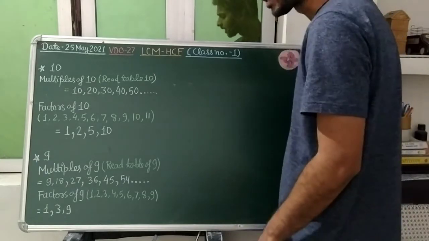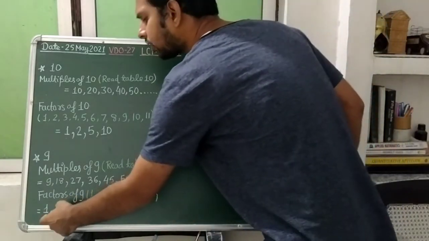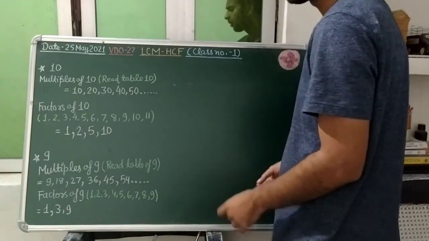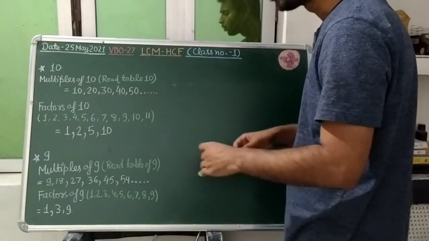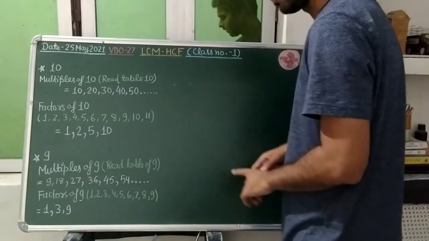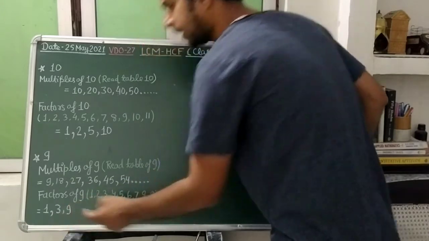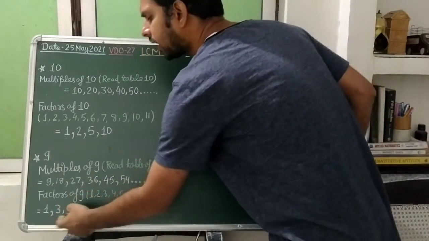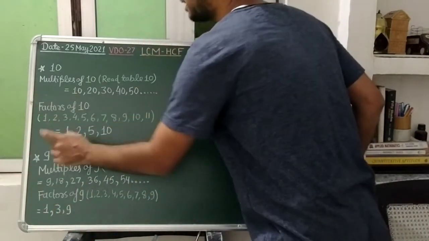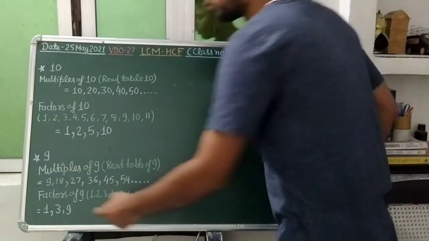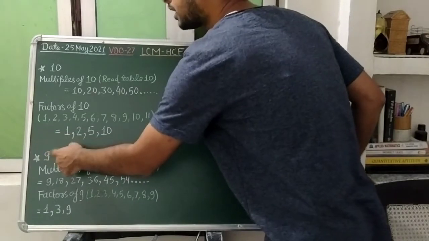Okay. Factors of 9 you are looking at 1, 3, 9. So factors of any number are those numbers which will divide the given number. So factors of 9 are coming 1, 3, 9. So 1, 3, 9 are going to divide the 9.